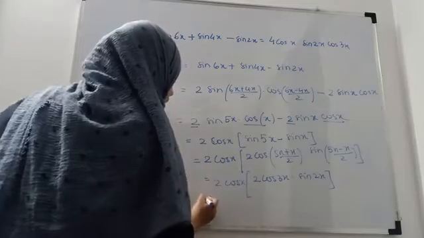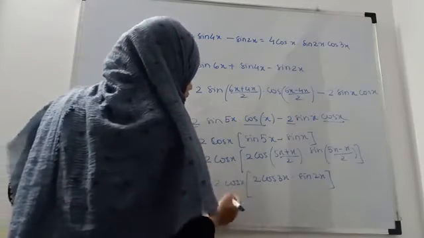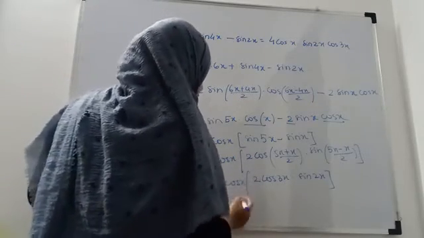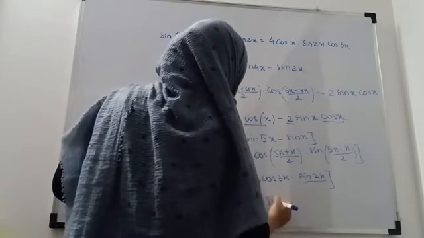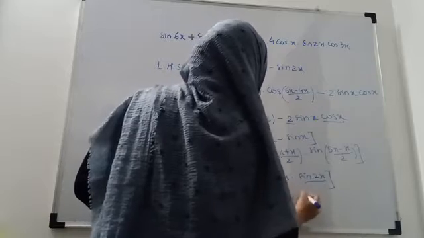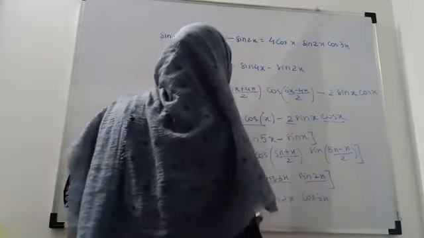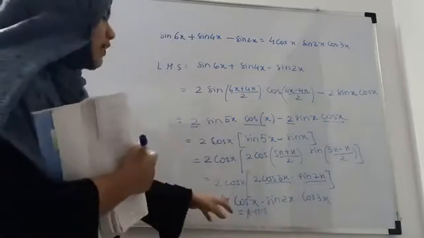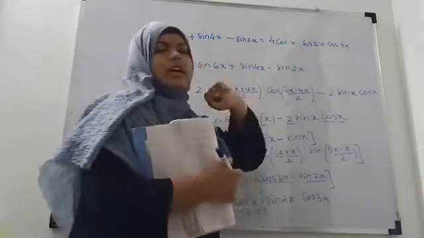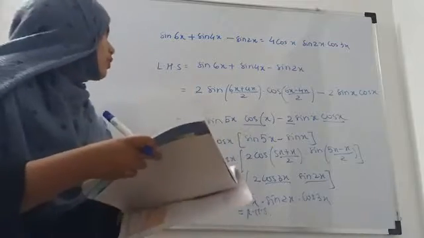Okay, so here the answer is 2 into 2, 4, into cos x into sin 2x into cos 3x, and this is your RHS. You just have to arrange the terms like the RHS. So this is about the second problem.